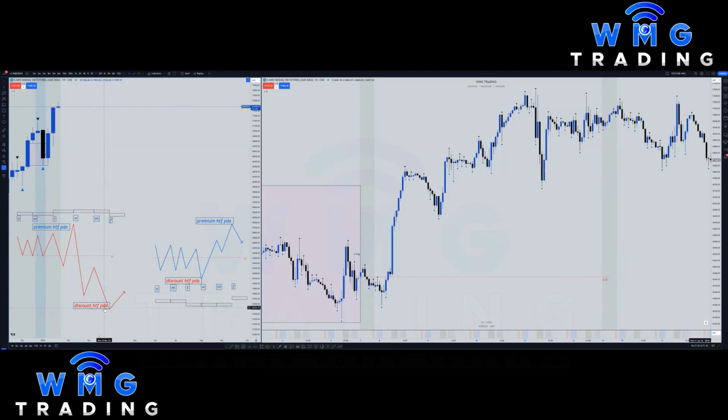PD array stands for premium discount array for those who don't know, or point of interest, if you want to call it that, authored by ICT, to make that clear. But generally it goes from one PD array to the next. Inside the movement of these candles in the storyline, there's accumulation, manipulation, distribution occurring. And you can visually see that from what we discussed in the last episode.